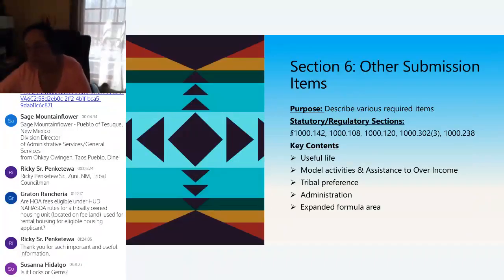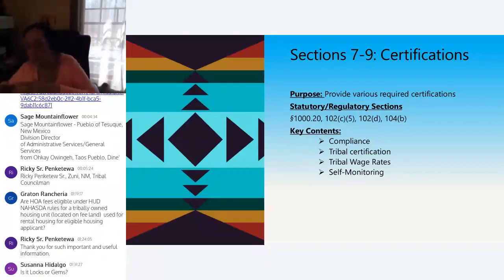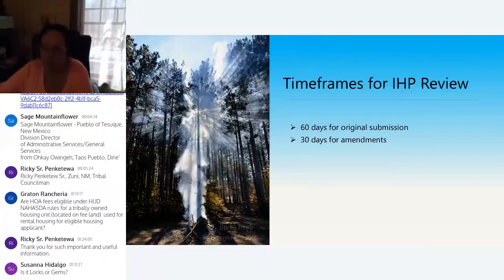Uses of funds: prior and current use of your block grant funds anticipated, and other funds anticipated to be used. And then 6 is your other submission items: your useful life, your model activities, your assistance to your over-income tribal members, tribal preference, your administration, and if you are in an extended, what they call formula area. And then you have certifications, tribal certifications if you're utilizing tribal wage rates, self-monitoring and compliance, okay?